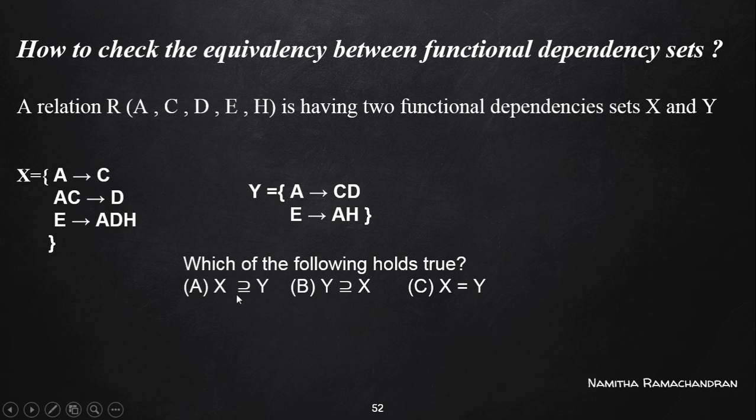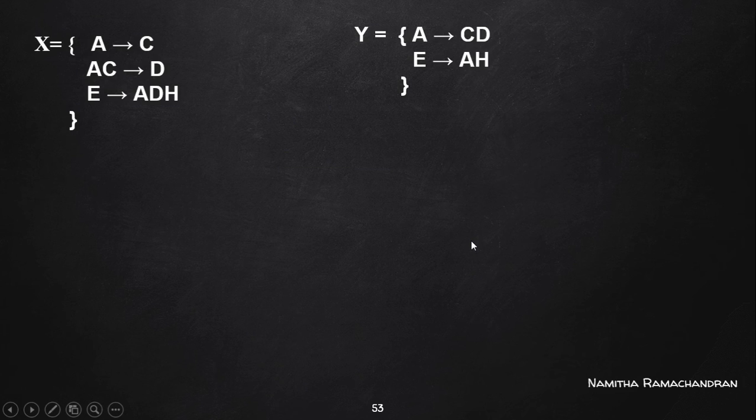The first option, X superset Y. What is the meaning? X superset Y means whether X covers Y. Y superset X means Y covers X. If these two conditions become valid, then we can conclude X equal to Y. Now we can check this one after another. So these are the sets of dependencies given for the relation R.